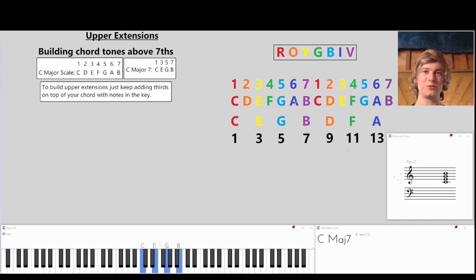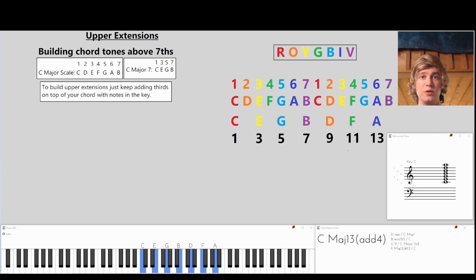But now look what happens when I start adding the upper extensions. So now I get that D, F, and A. So in other words, the exact notes that we do not use when we're building a 7th chord are the exact notes that we use when we're building extensions on top of a 7th chord.